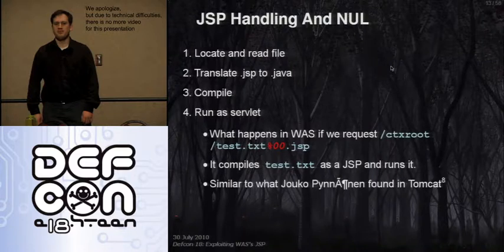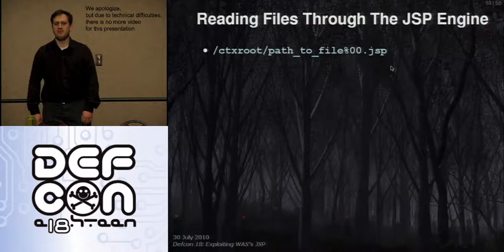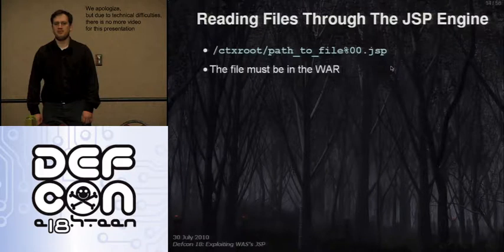This is similar to what's found in Tomcat. If you're here, I really apologize. So this allows us to read files through the JSP engine. This may seem not too useful, but we'll see how this can be added to in a series to actually make something useful happen. So basically, if we have our context root for a web application, we just append %00.jsp to the end of it, and we'll get the file.